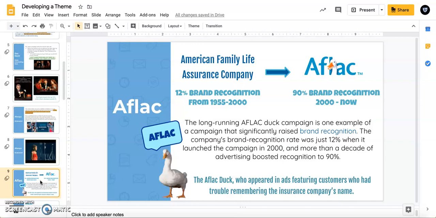So the Aflac duck appears in ads featuring customers who forget the company's name, and he always pops up and says, Aflac, and they're like, oh yeah, that company. So the duck is kind of like their go-to. A lot of you have probably seen this and understood that it's an insurance company.